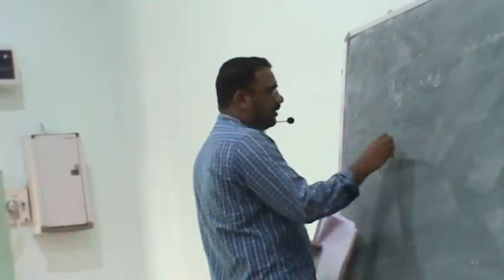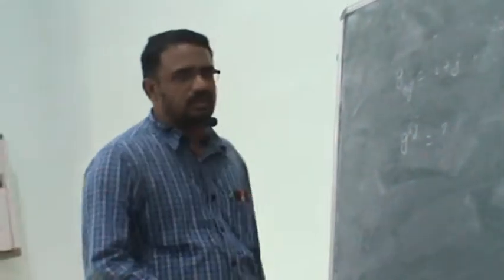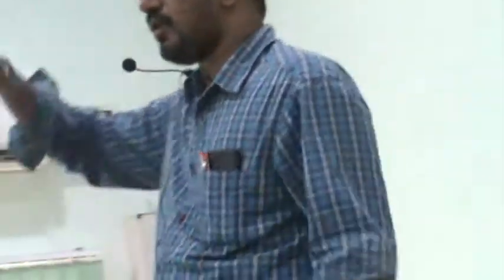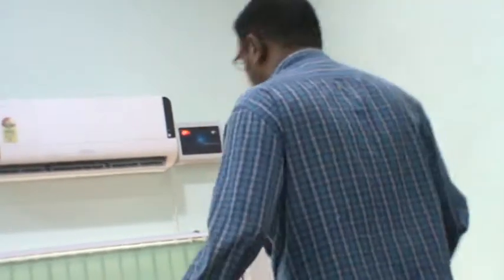Okay, so now compute g^ij. So this is covariant, correct? The metric is written in covariant form, and this is contravariant, that is, upper indices. So how do we transform this covariant to contravariant? Okay, so that we have to do.